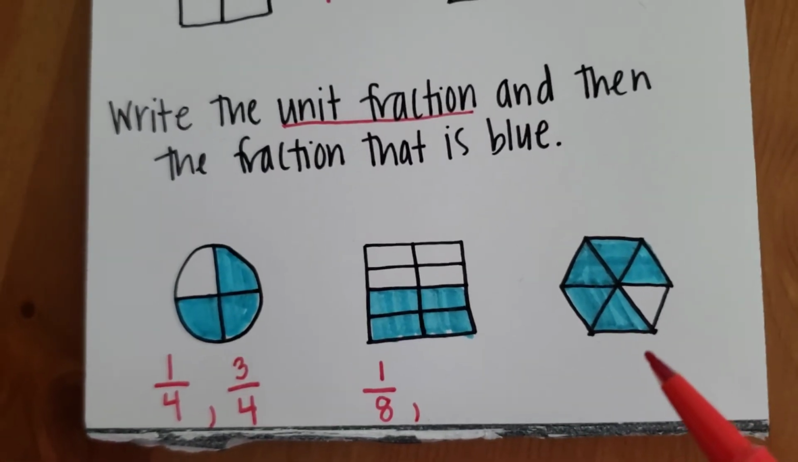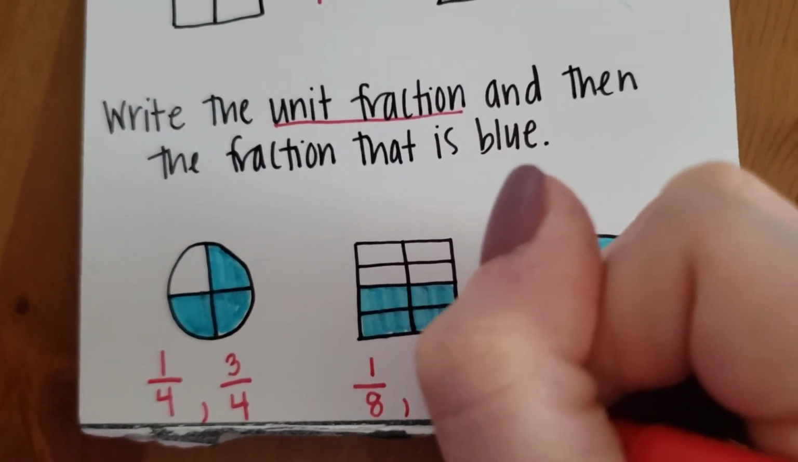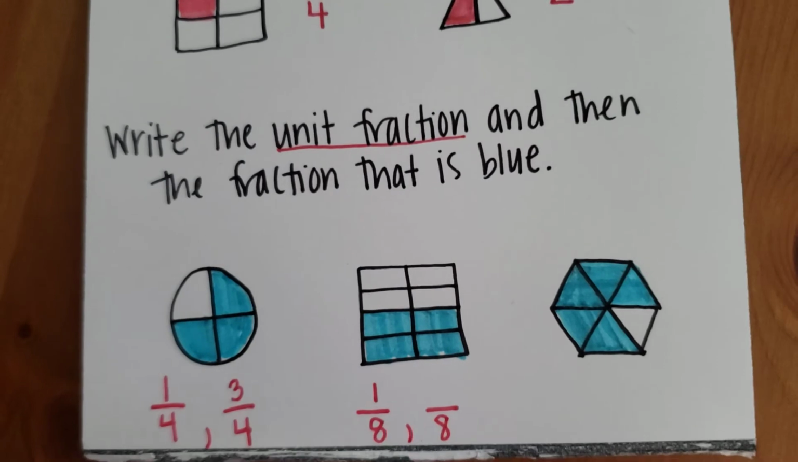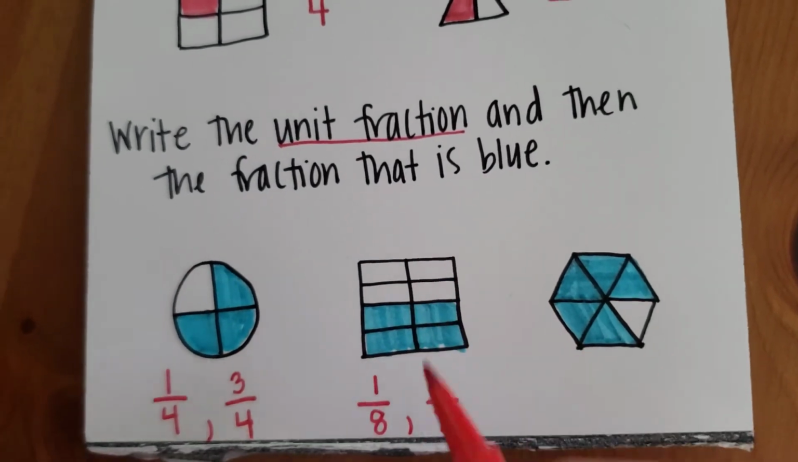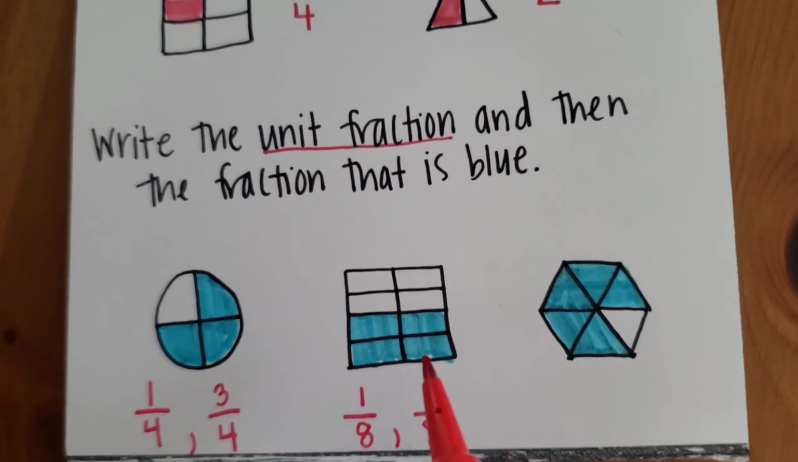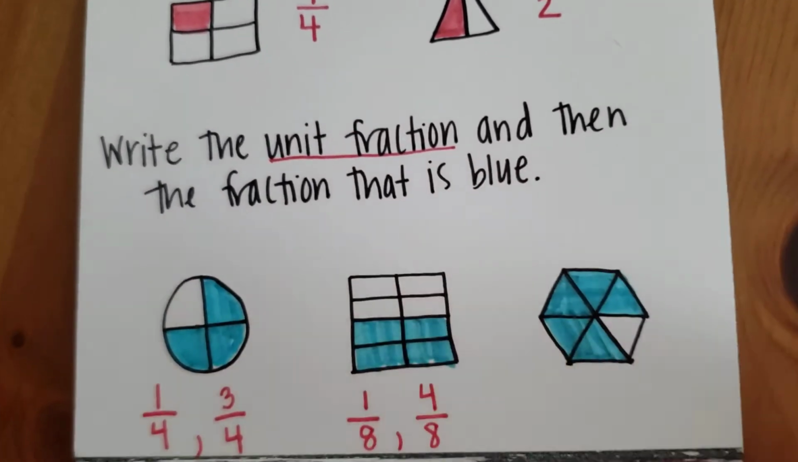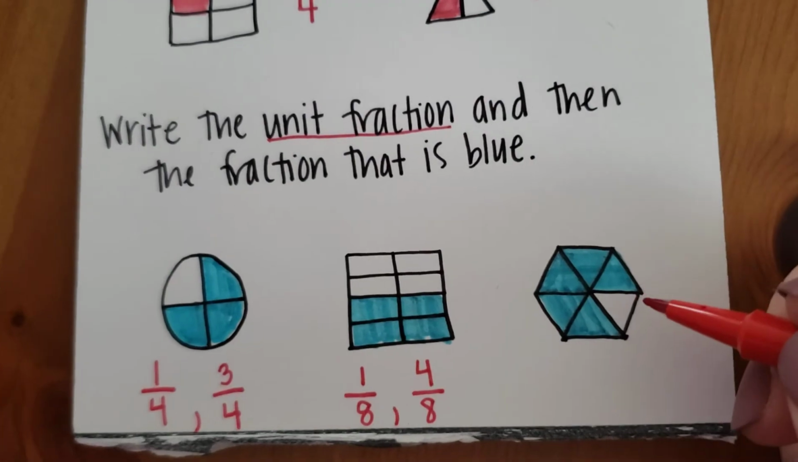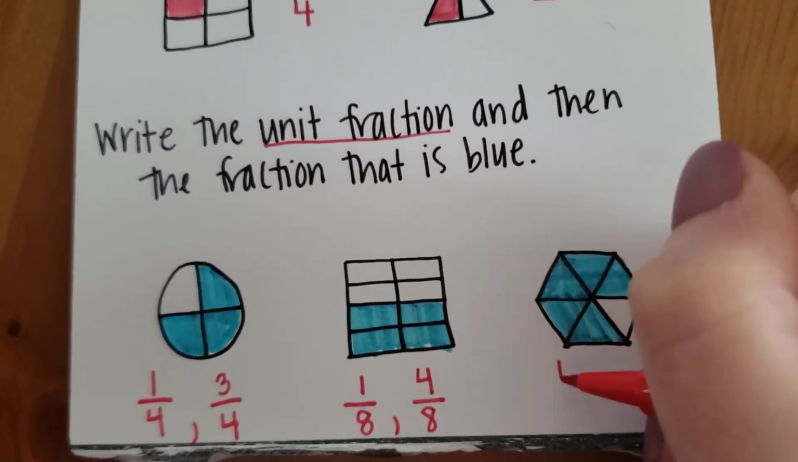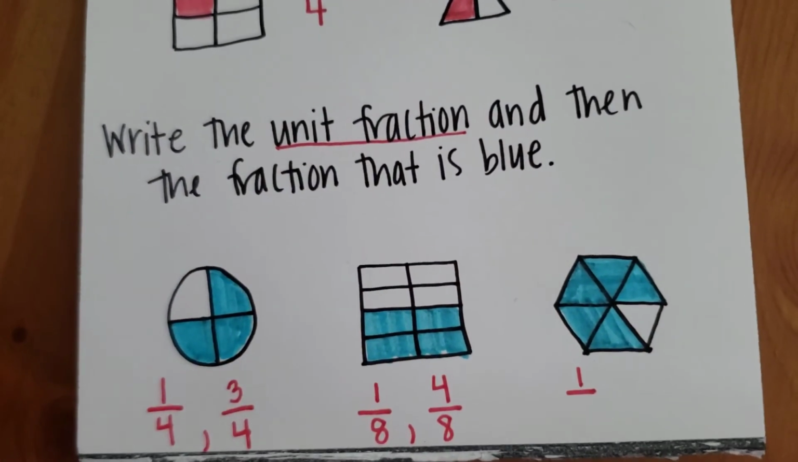And when I talk about my fraction that is blue, I know that my denominator is still going to be 8 because the number of pieces hasn't changed. The total number of pieces hasn't changed. And my fraction that is blue is going to be 1, 2, 3, 4 because there are 4 pieces that are blue.